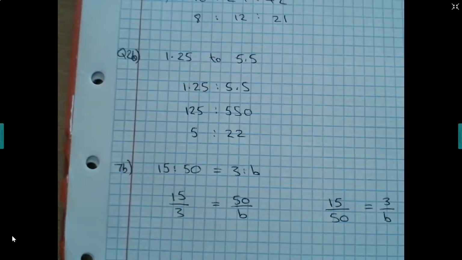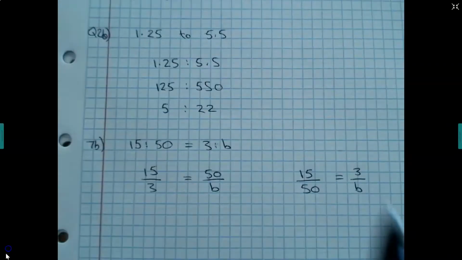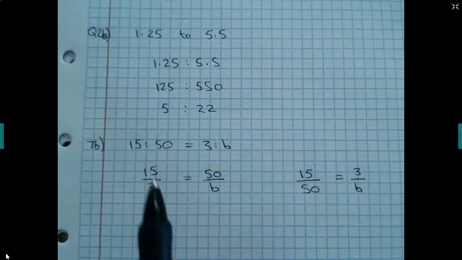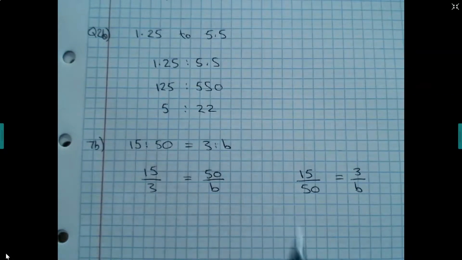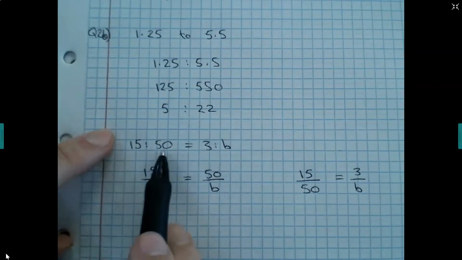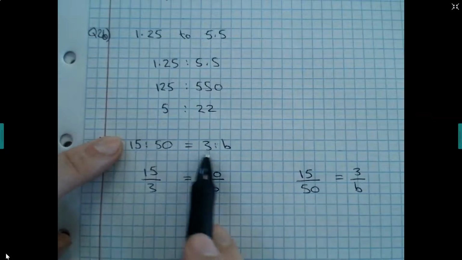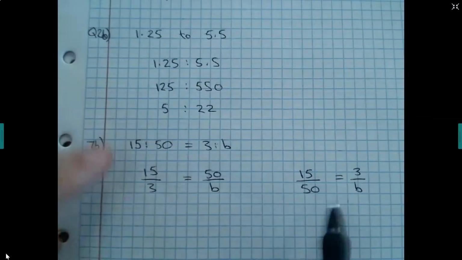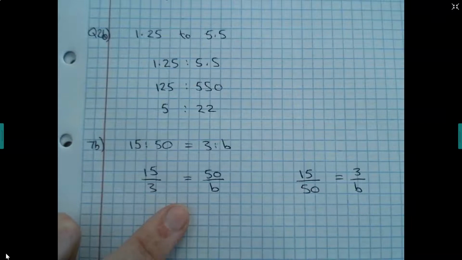Let me just pause the recording for a second. So regardless of whether we write this as 15 over 3 is equal to 50 over b, or you could take this value and go over that value and say it's equal to that value over that value, when we rearrange these to try and solve for b, we'll get the same answer either way.